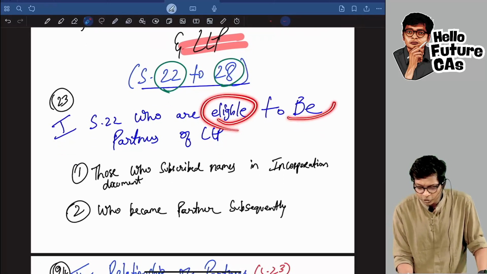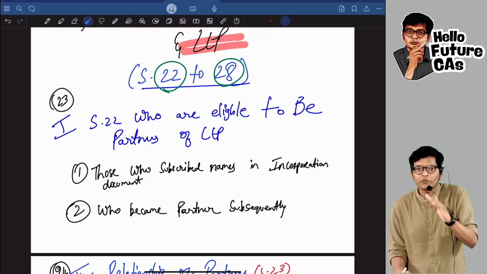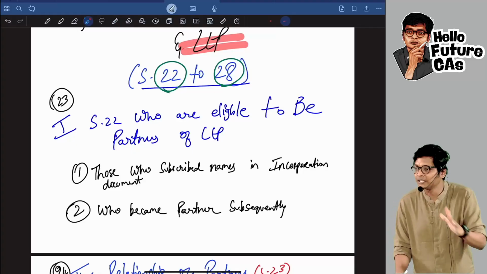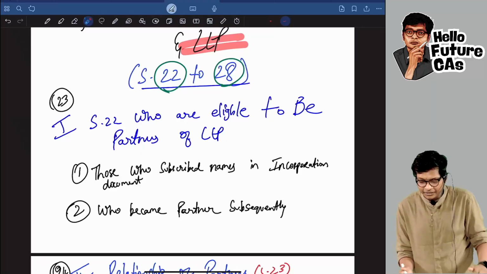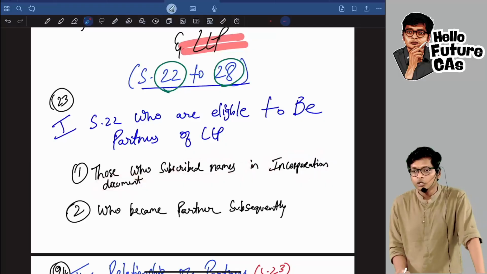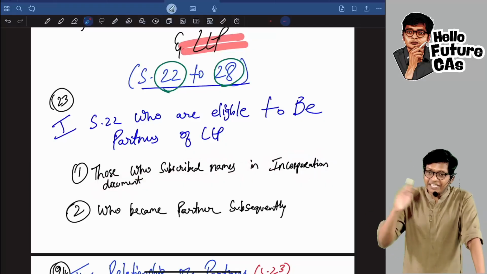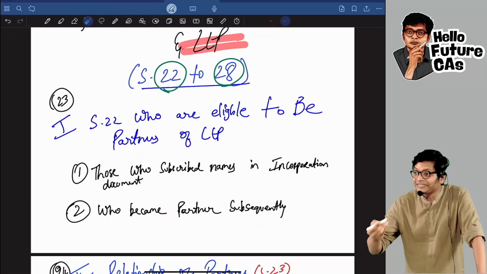Who are eligible to be partners of LLP? Who can be members of ICAI? You have to pass CA exams and get a certificate of practice. Like that, who can be a partner of LLP? Who has subscribed their names in the incorporation document. That means initial partners, or who became a partner subsequently.